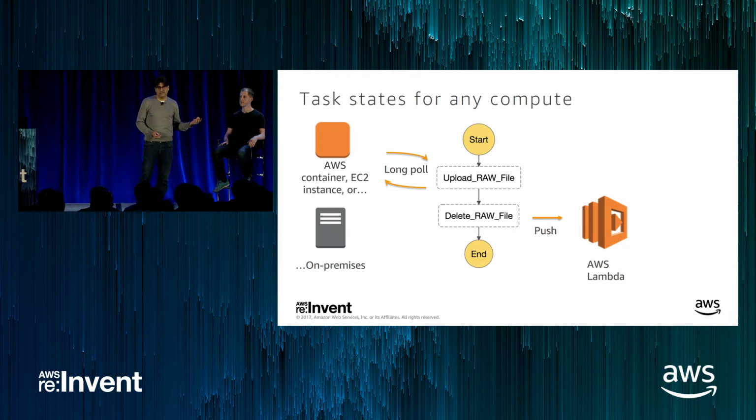Activity task states work with all kinds of compute, such as Amazon EC2 instances, ECS containers, even on-prem resources such as your laptop or mobile phone. However, they work differently.